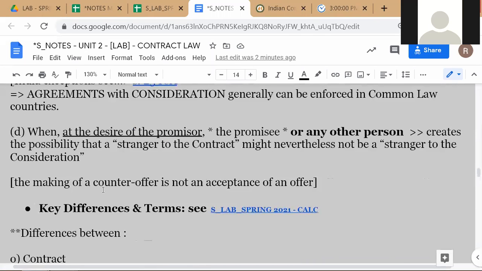Making of a counter offer, not acceptance of offer. So quickly, let me just finish this. If Ritika says, sir, I'll sell you my scooty for 15,000 rupees, and I say, okay, agreed, but I'll pay only 10,000 rupees, that's not an acceptance of Ritika's offer. That's a counter offer that I'm making. This has to actually go up to the point where we talk about offer and acceptance in the Sale of Goods Act. So please understand this one point.